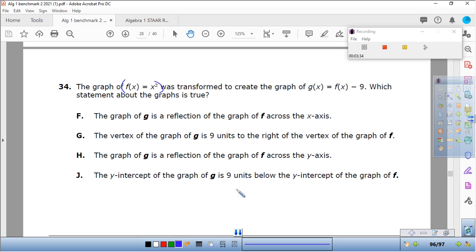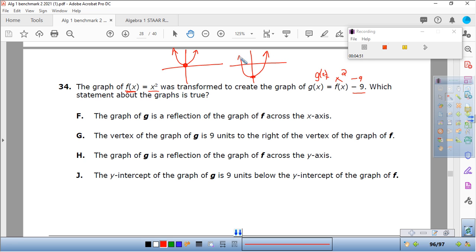So looking at this real quick, the f of x is equal to x squared. So anytime you see f of x, it's equal to x squared. It was transformed to create the g of x, which is equal to f of x, which is really x squared, minus 9. So g of x is really equal to x squared minus 9. Now, regarding this one, you got to remember the parent function. The parent function looks like this: xy coordinate grid, and it goes up from the origin. Now, g of x, all it does is say to move it down 9 units. So it's the same setup, but now it's down here at 9 units.